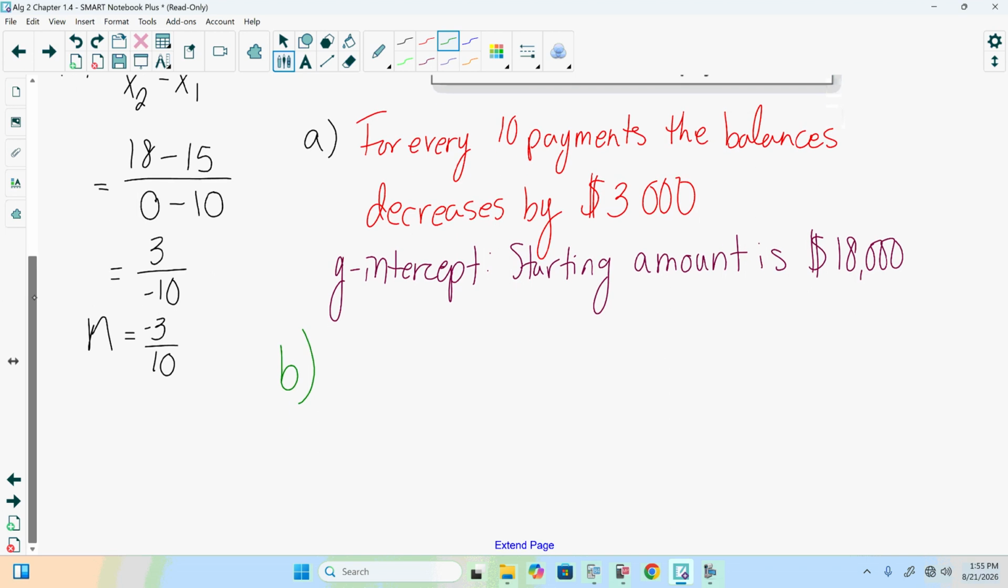Which at one point could get you a very nice or a decent new car. Now you can get a decent used car. Times have changed. Questions on interpreting the slope or interpreting the y-intercept?